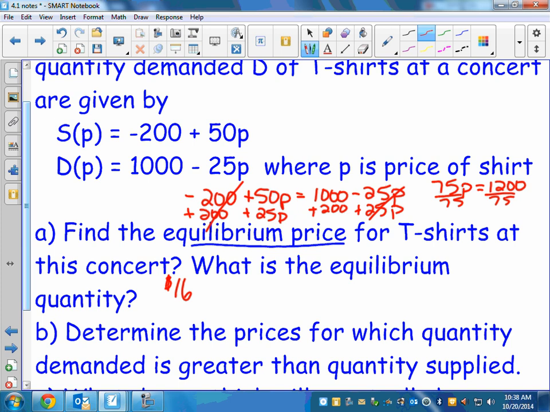Plug it in. If I plug that into either the supply or the demand equation, should I get the same answer? We just found the price where they are equal. So all you have to do to find the quantity is take that and plug it back into one of them. If I did S of 16, that would be negative 200 plus 50 times 16, and I would get 600 shirts. That should be the number that I could sell for $16.